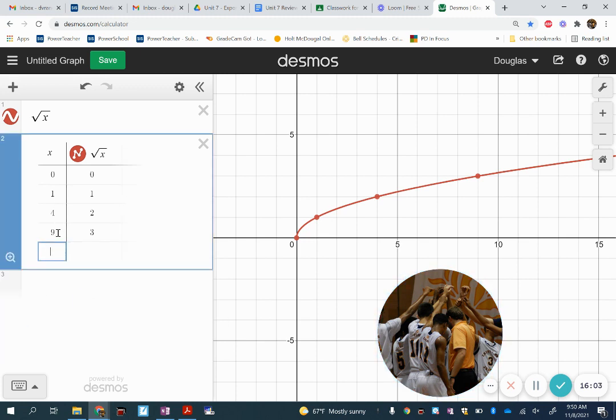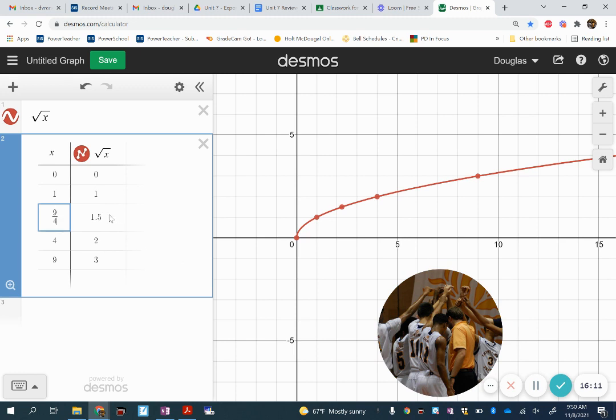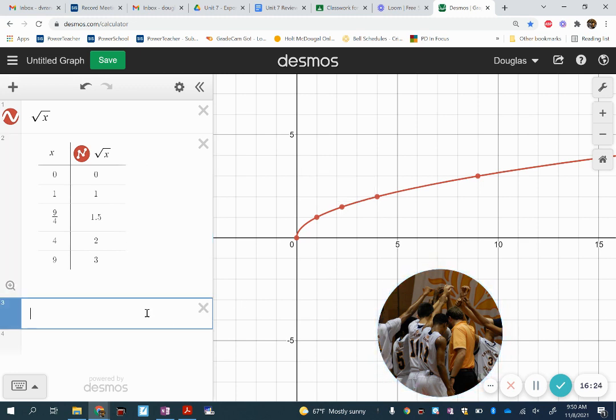I'm going to move this one down and put on 9/4 here. All right, and again, we found the y value is 3/2, which is 1.5. All right, and that's right, where is that? Right there. All right, take that one away. Right there.